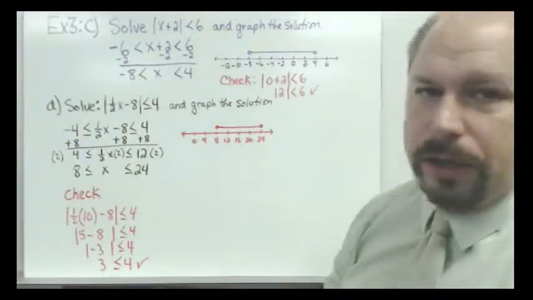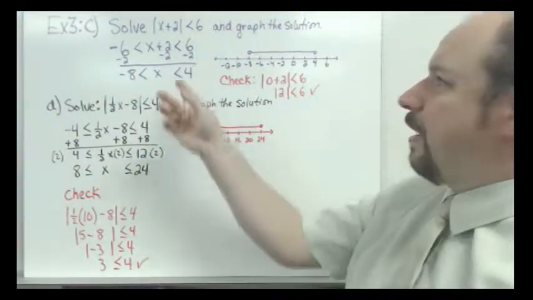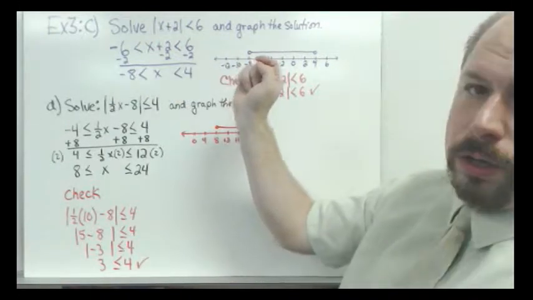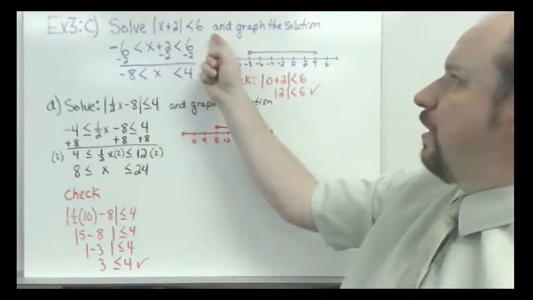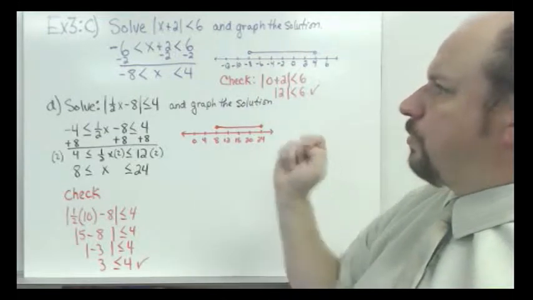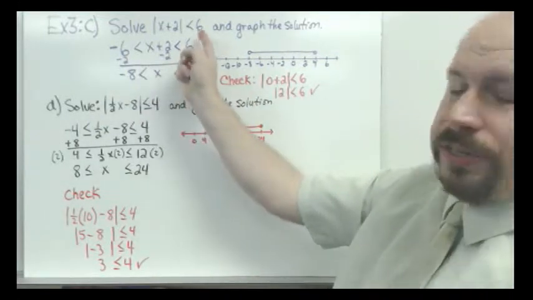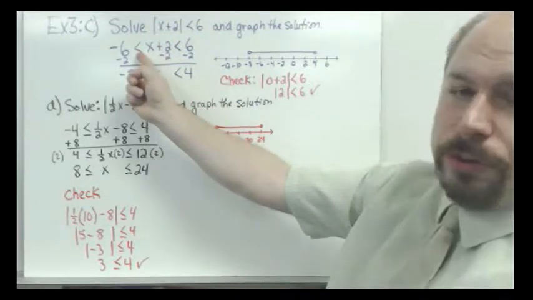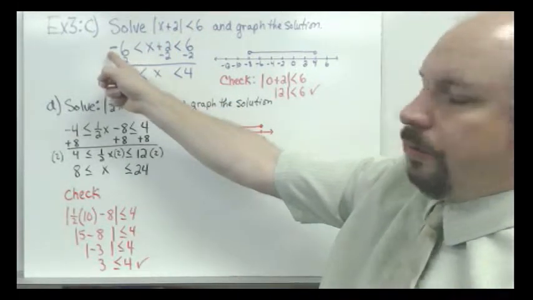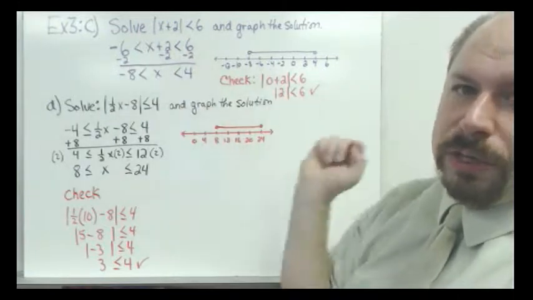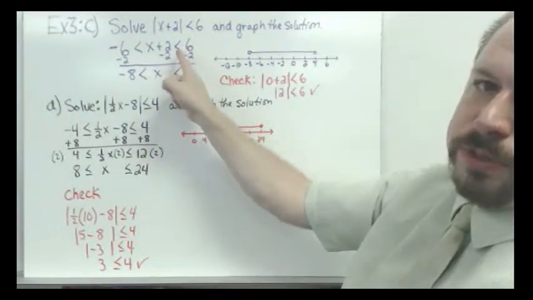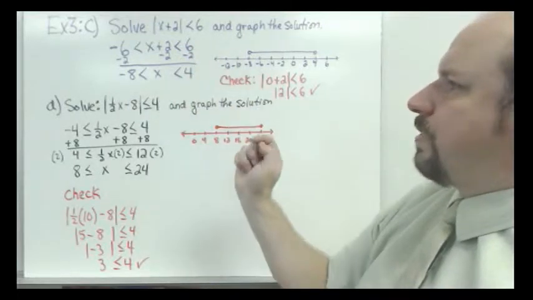Okay, just a couple more solutions. This time we're going to have a less than. So absolute value of x plus 2 is less than 6, and we're going to graph the solutions. So remember, since it's less than, all we have to do is add another sign here and make it -6. So we just have one big compound inequality. So -6 is less than x plus 2, which is less than +6.